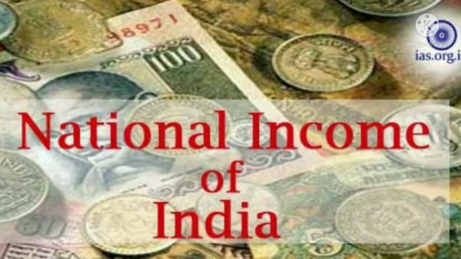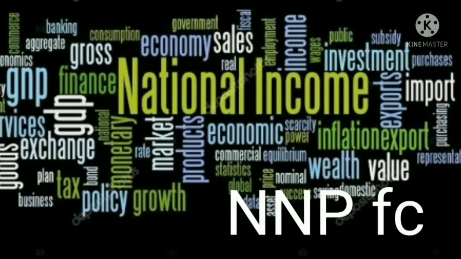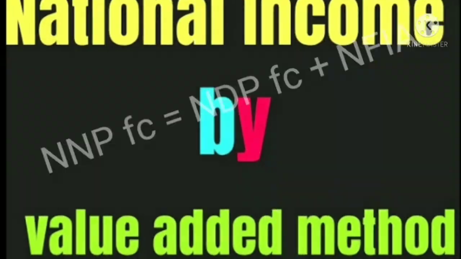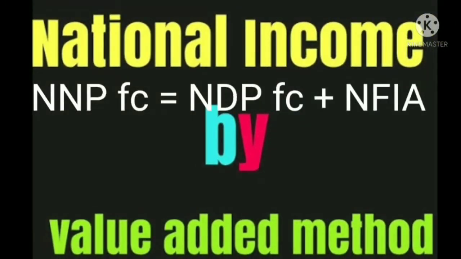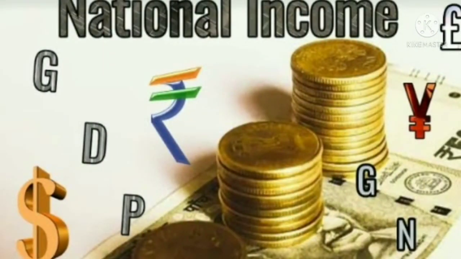Step 4 is the calculation of national income or NNP-FC. NNP-FC is equal to NDP-FC plus NFIA. Today, let me conclude with a follow-up activity.